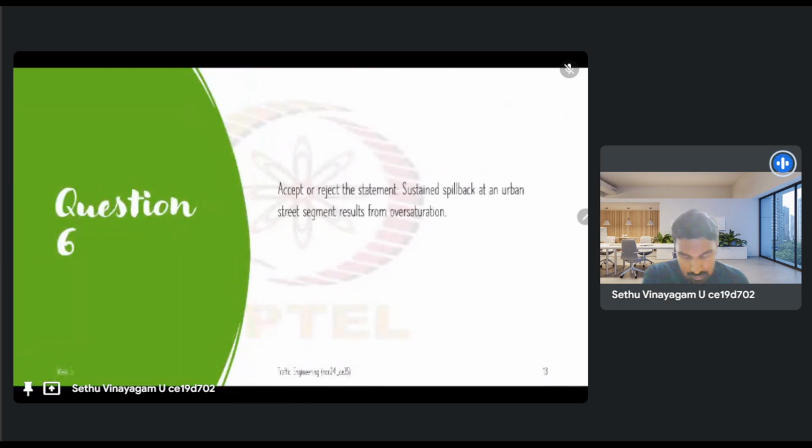Okay, question number 6. This is an accept or reject the statement. Sustained spillback at an urban street segment results from oversaturation. You have to either accept or reject the statement. Again, this is with respect to urban street segments.